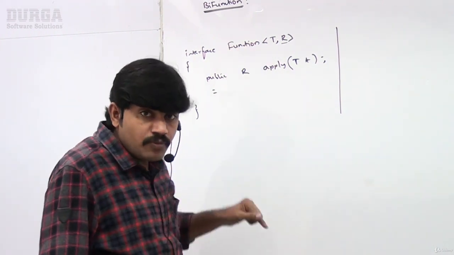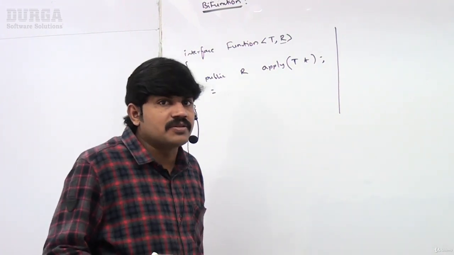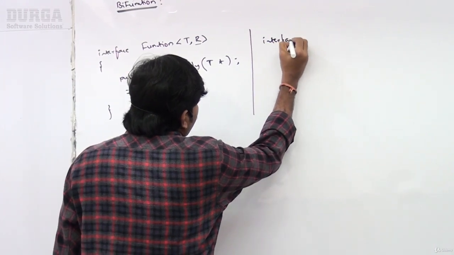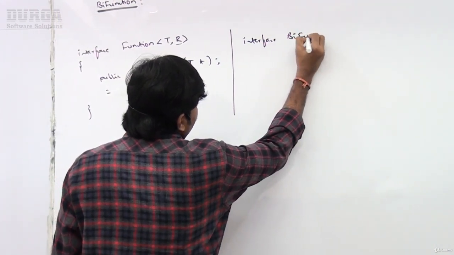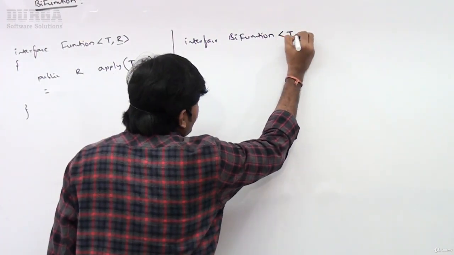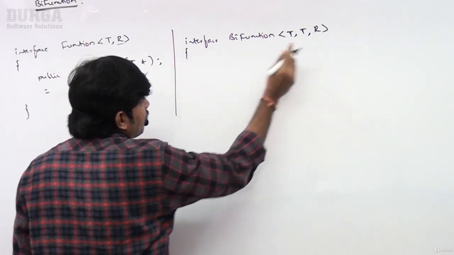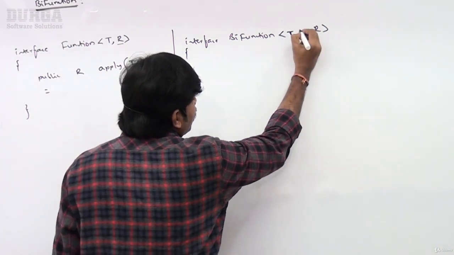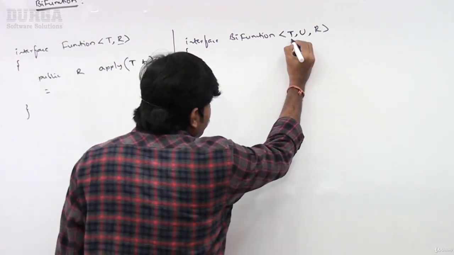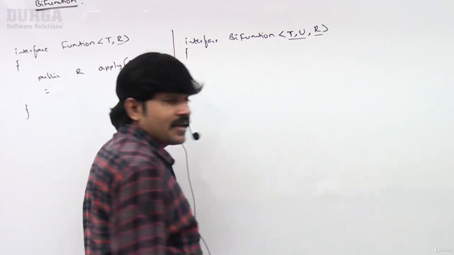But now I want to accept two input values. Then we should go for BiFunction. Remember, interface BiFunction. How many type arguments are there? Three arguments: two input arguments and one return type. Now observe, T, U, R. T and U are input types and R is nothing but the return type.